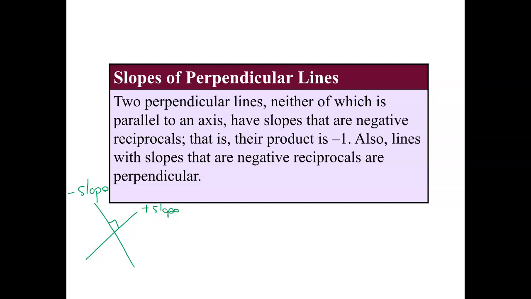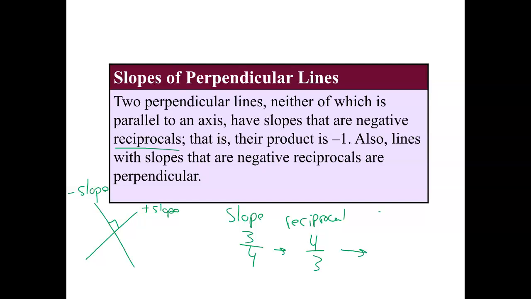The other thing is that the slopes have to be reciprocals of each other. What does it mean to have a reciprocal? Opposites when we change the sign, reciprocals when we flip the fraction. So if I have a slope of 3/4, and I want the reciprocal, 4/3.